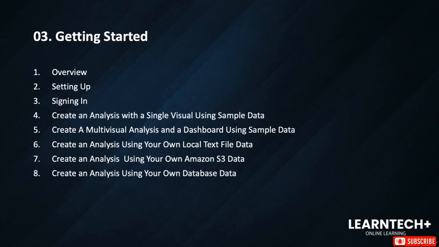In section 3, we talked about getting started. So we went over an overview of the section and what we were going to learn throughout the section. And then we talked in detail about setting up Amazon QuickSight, signing into Amazon QuickSight using a username and password that we created, and also using a single sign-on, which is SSO. An example would be using your Gmail account, where you would use your Gmail email and then also your password. Then we talked about how to create an analysis with a single visual using sampled data.